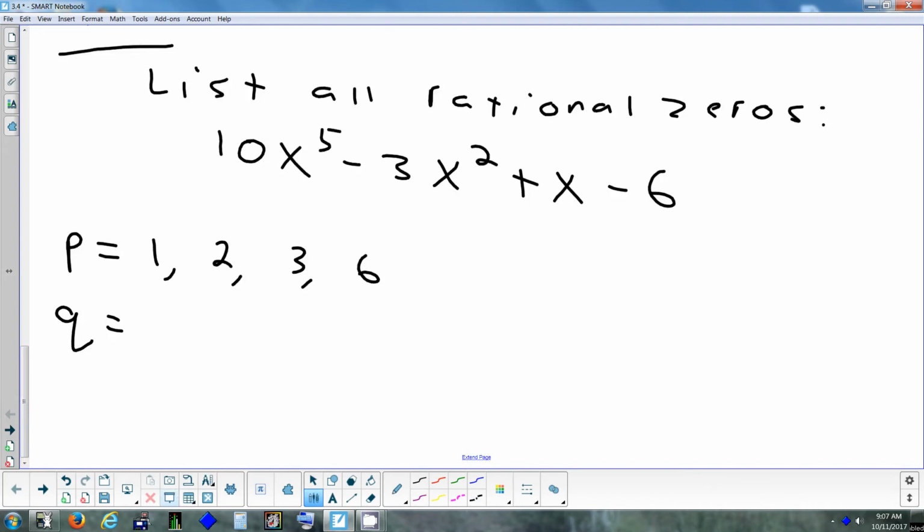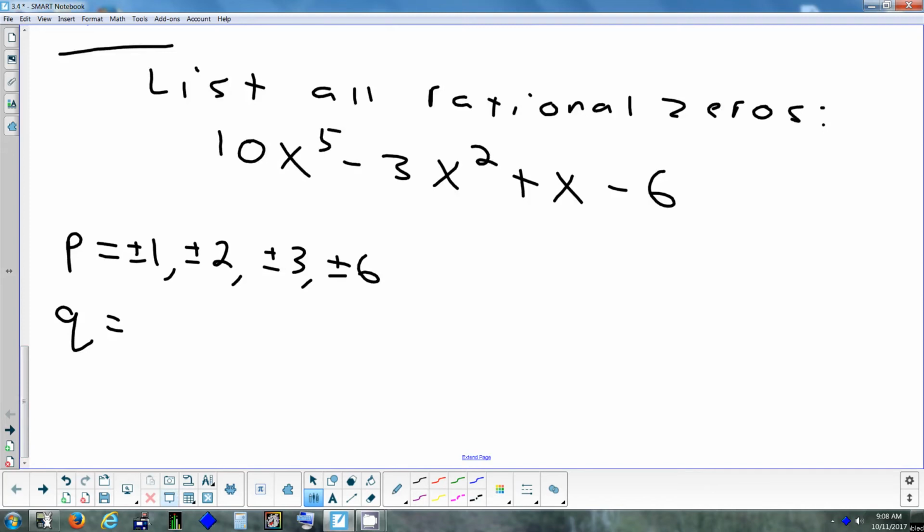That's half of them. Yeah? -1, -2, -3. Those are all the numbers that divide into 6 without remainder. So in this problem, P could be plus or minus 1, 2, 3, 6.